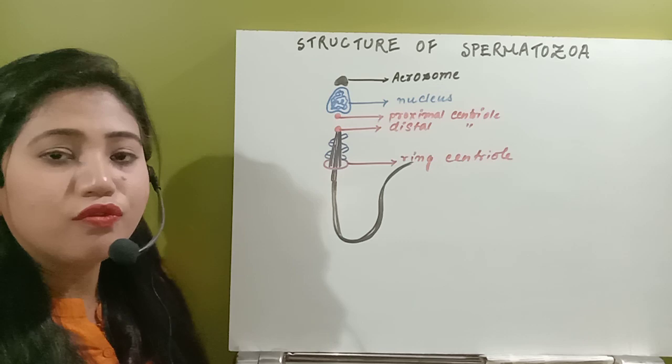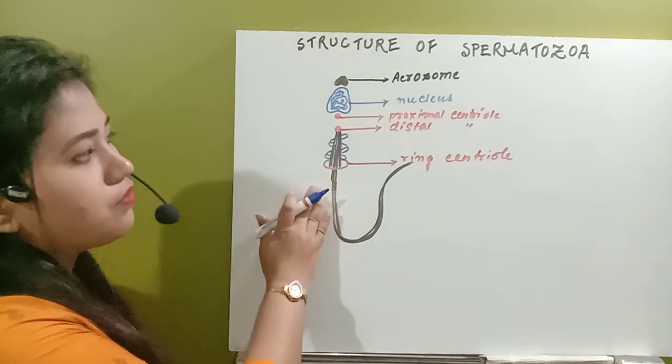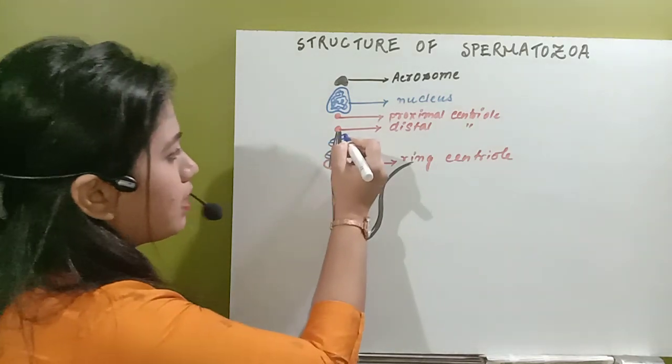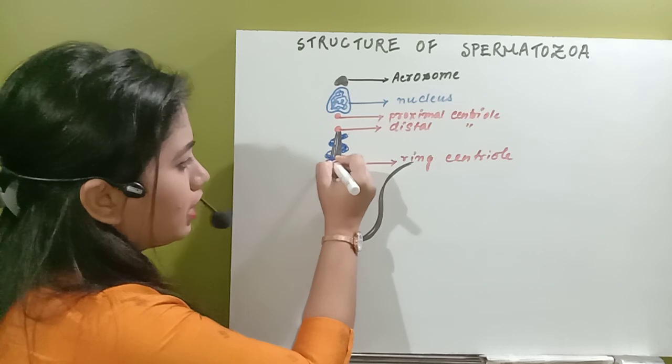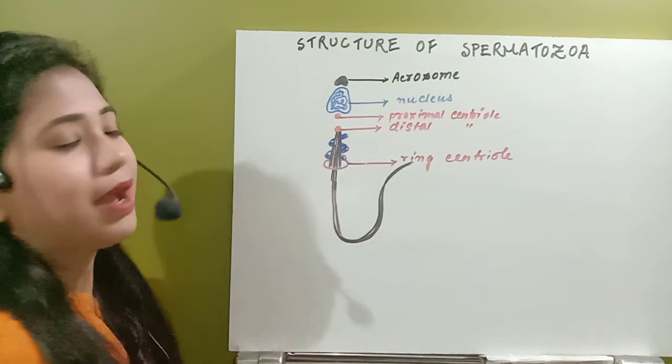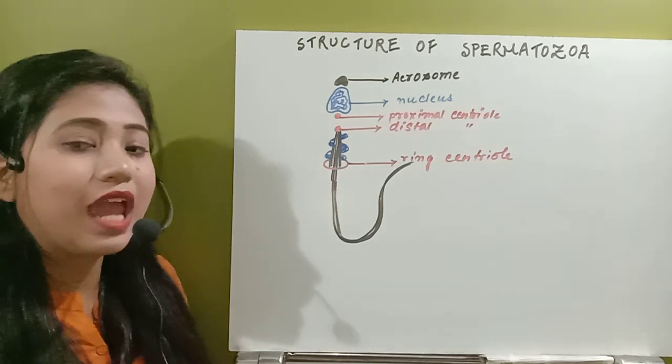So how can it move, where does it get the energy from? It is going to get this energy from this structure, that is mitochondria, and that mitochondria is going to be spirally arranged around this microtubule. So this is about the structure. Now we'll see their envelope.